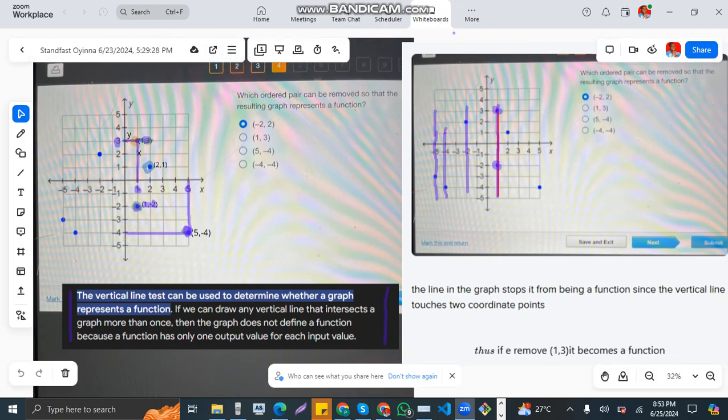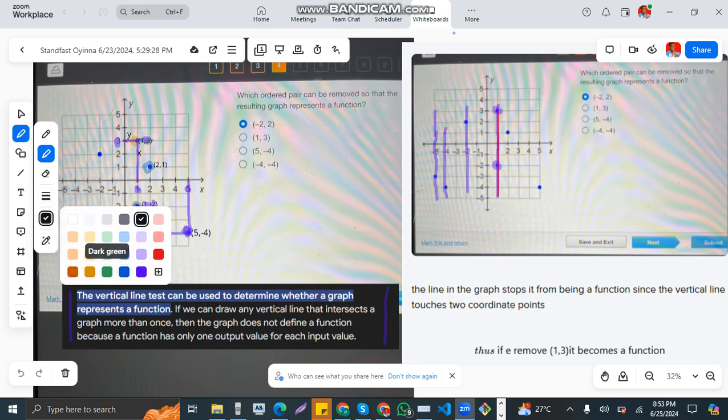So what I was saying before the network affected me is that we would have to find among the 2 points the one we're going to remove. So in the options, we have some of them given to us. In the options, this is (-2, 2), (1, 3), (5, -4), and (-4, 4).